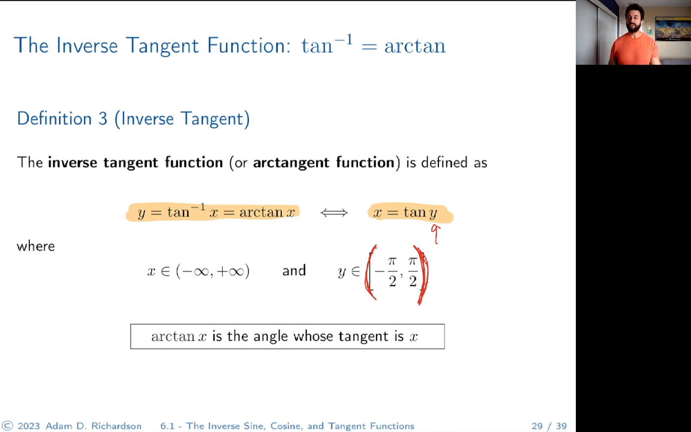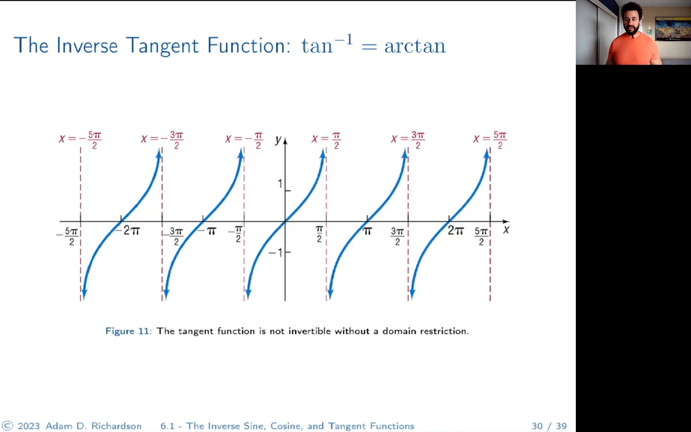But again, what's the intuition for arctangent? How do you actually compute the arctangent of something? You say this phrase out loud: arctangent of x is the angle whose tangent is x. Then you have to think about the restricted domain. Okay, so let's take a look at this.